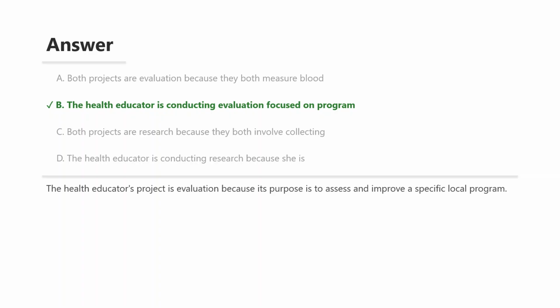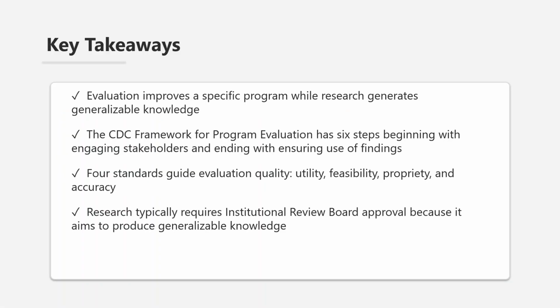Option A incorrectly focuses on data type rather than purpose. Option C incorrectly classifies both as research simply because data are collected. Option D reverses the classifications entirely. Summarize the key takeaways.